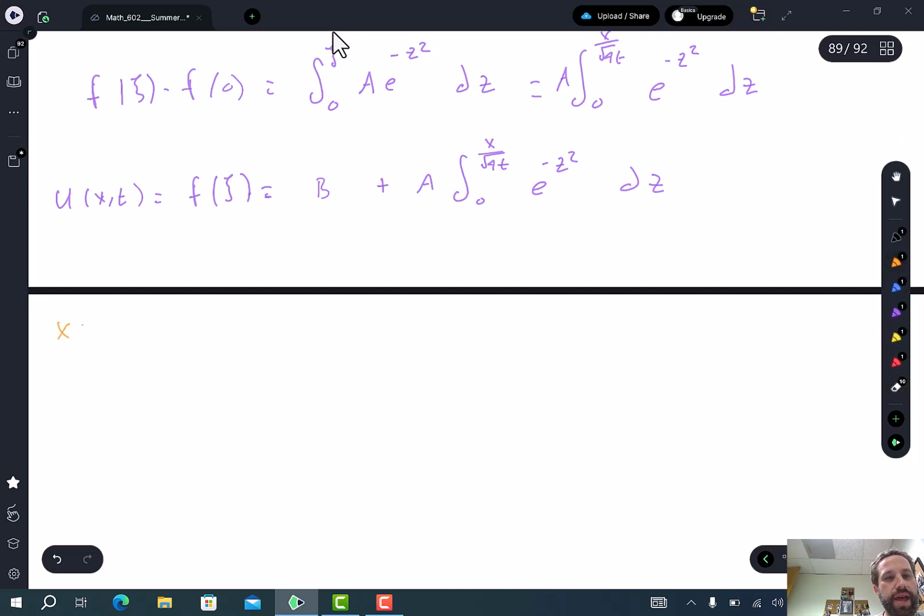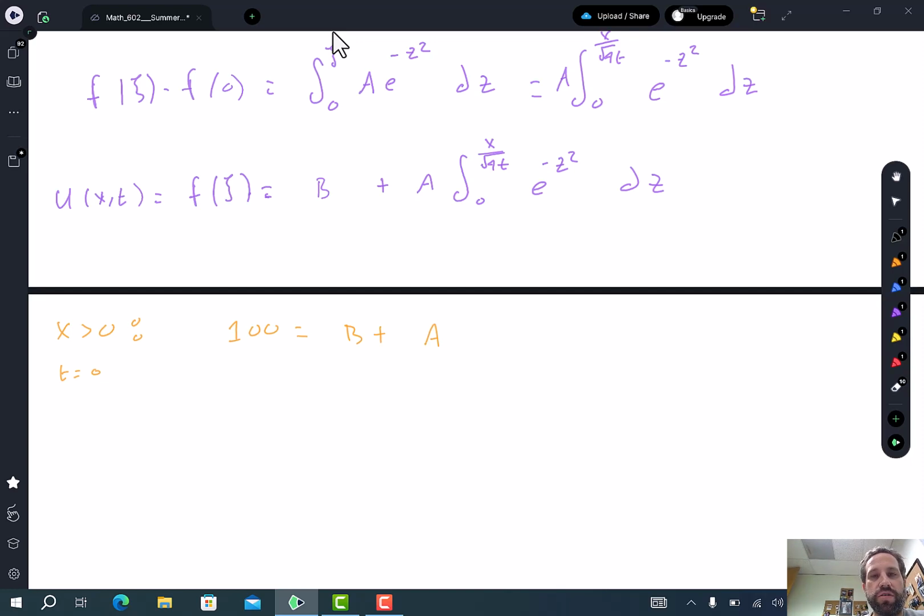Case 1 is going to be x is greater than 0, and we plug in t is equal to 0. Plugging it into the formula, it's kind of hard to imagine what that means. I know one thing: u of x, 0 has to be equal to 100 if x is bigger than 0. On the right-hand side, b is kind of obvious. It's just b. A, we're going to write down.